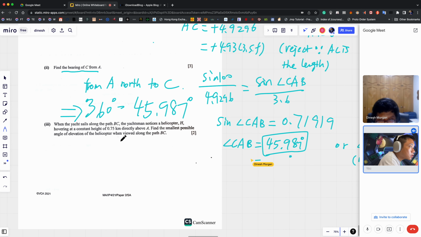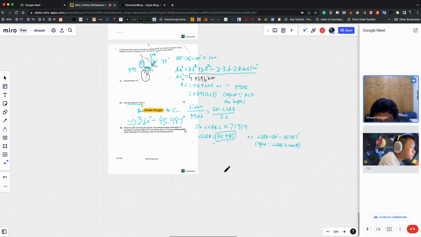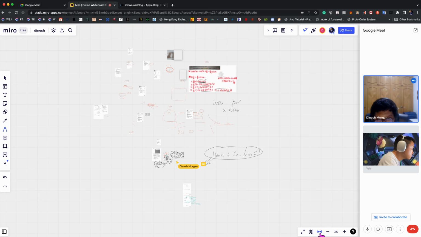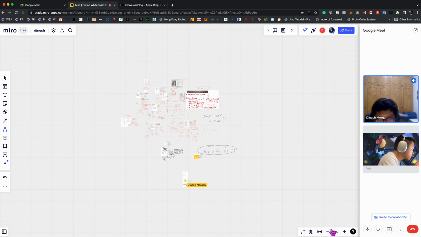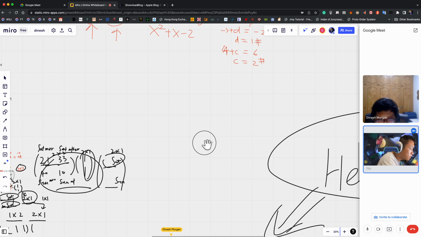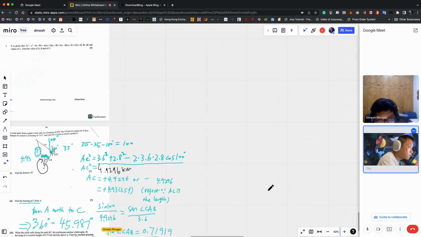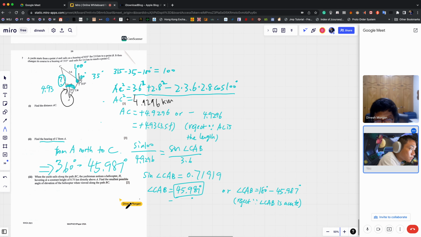Then when the yacht sails along, so what is this? Hovering at a height of 0.75 directly above A. View along these. That means the smallest angle is at point C. Sorry, I think I messed up my zooming in and out. So maybe you try this on your own, see if you can get it.